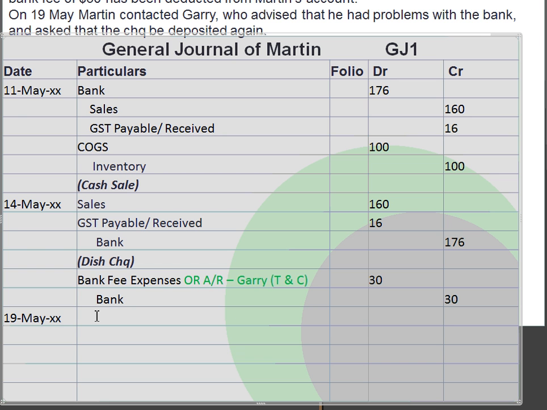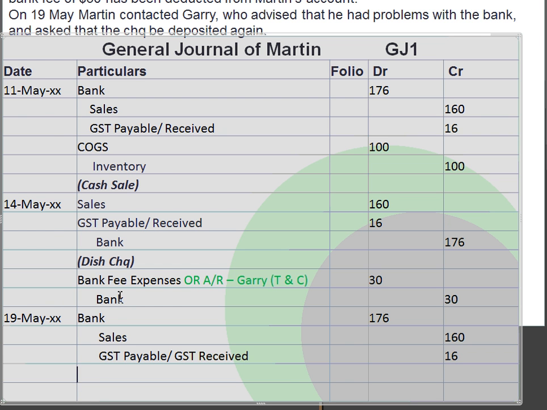So we are saying debit bank because we're taking this wonderful check to the bank. Now we're saying, well, the sale has actually happened for $160. We are liable, we have to pay the tax office for the GST payable, or sometimes people say GST received, $16. We don't need to do anything with the cost of goods sold on inventory because we have accounted for it on the 11th of May.